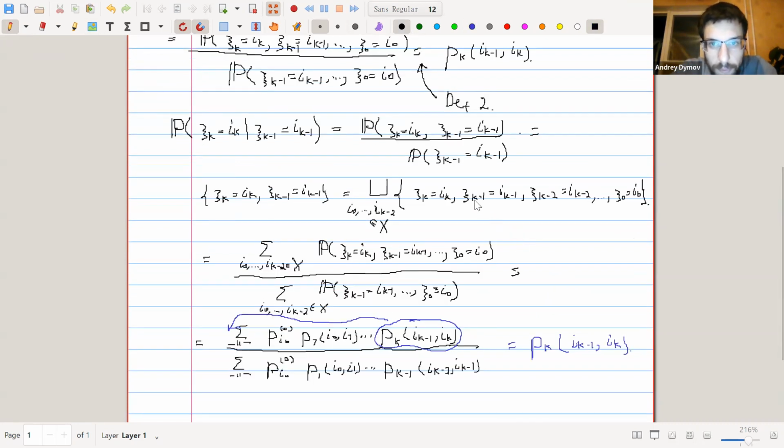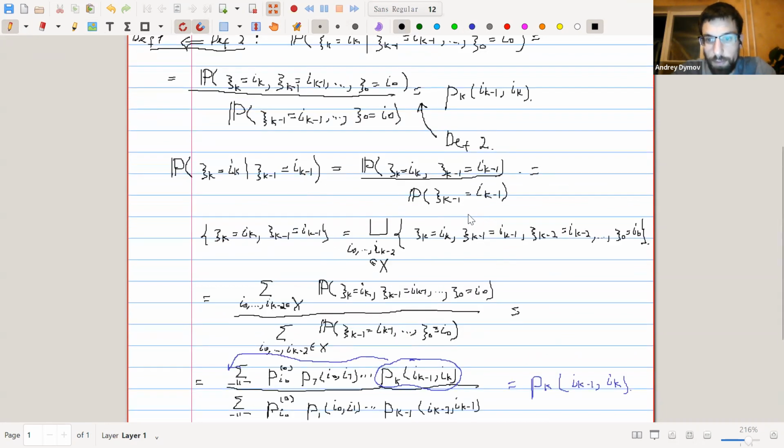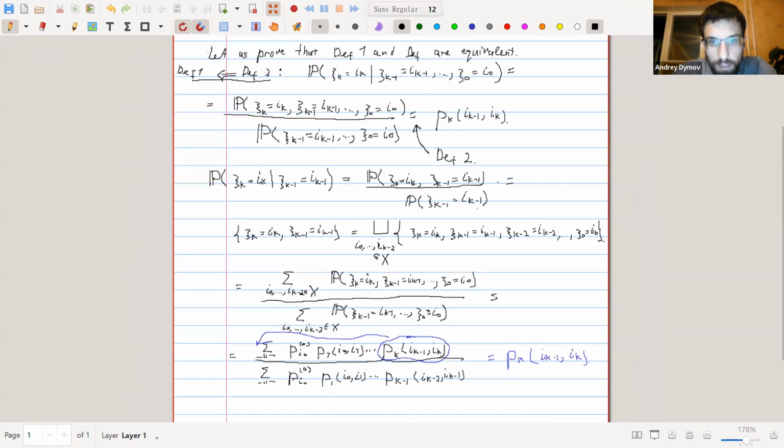Is it clear? So in particular, we get that the probability where we take the condition for all prehistory coincides with the probability where we take the condition only at the present moment of time. These probabilities coincide because this probability equals the transition probability, and this probability also equals the transition probability, so they are equal. But this is exactly definition one of the Markov chain, if you remember. Definition one states that this probability equals this probability, and also that this probability equals the transition probability. So we have proven definition one.